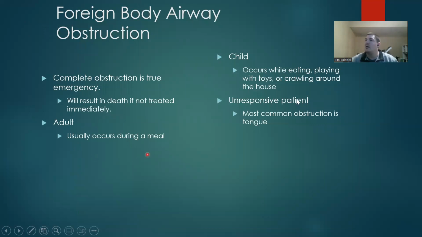Lastly, foreign body airway obstructions, right? If we get some sort of obstruction, we can try to dislodge it, either suction it out, or you might need to do something like the Heimlich maneuver, abdominal thrust, or when they become unresponsive, we start doing chest compressions.